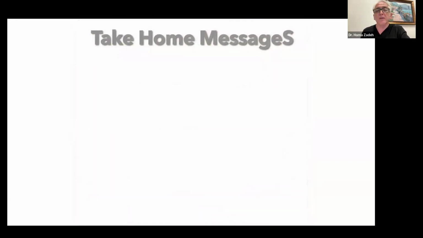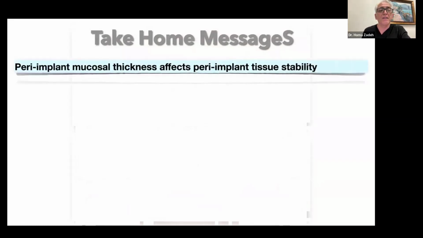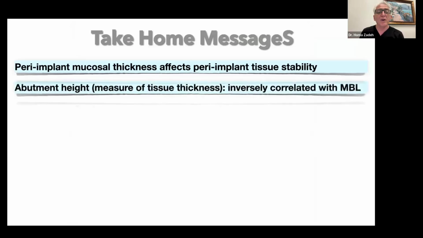So I think we're right on time to discuss our take-home messages for this evening. Peri-implant mucosal thickness is very important. We need to pay attention to that. And patients who have thin mucosa, we may need to do soft tissue grafting. This is something that we didn't discuss. But if you place the implant subcrestally, it virtually does the same thing as thickening the mucosa.